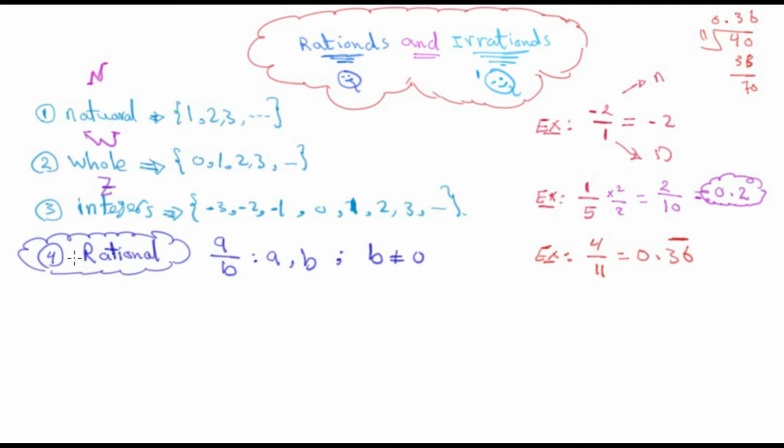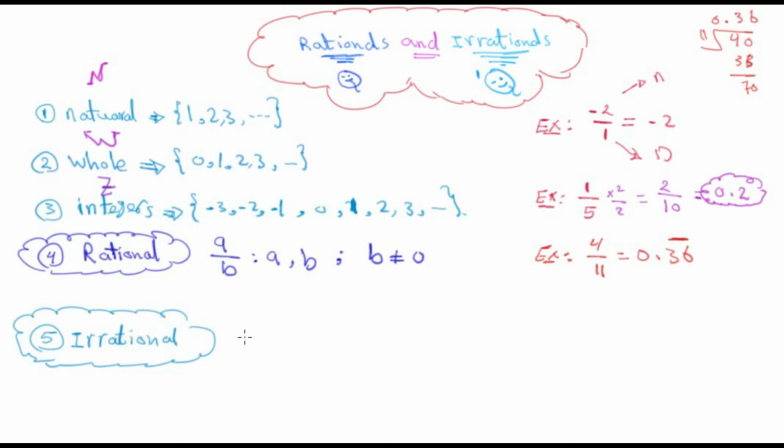So we discovered another group of numbers, which is called irrational numbers. So what are irrational numbers? Irrational numbers cannot be written in this shape a over b. So I can't write them as a over b. So that's our irrational number.